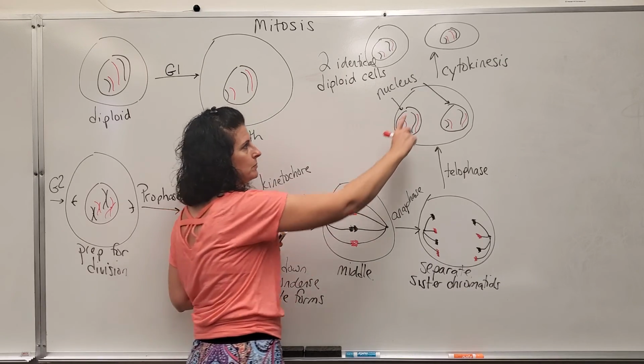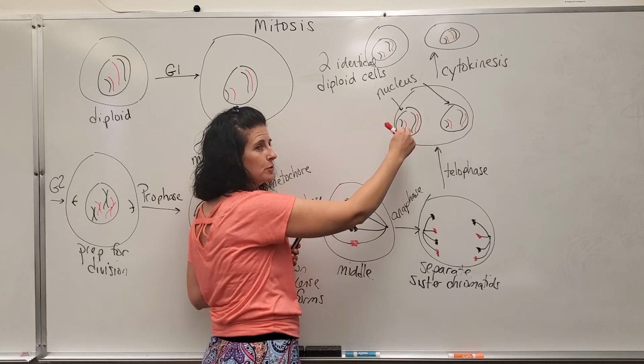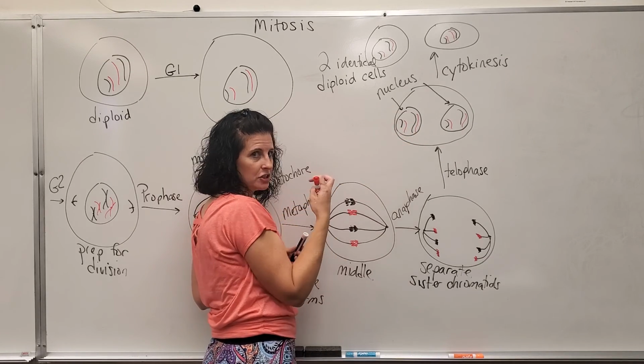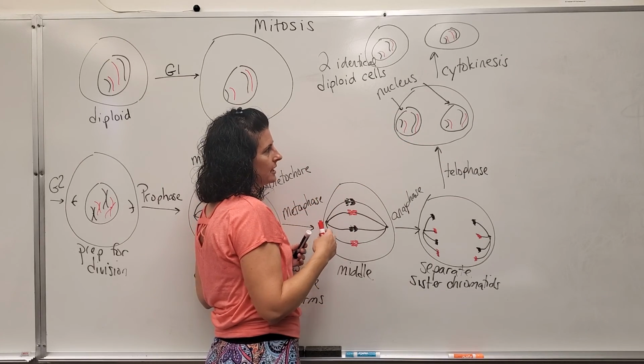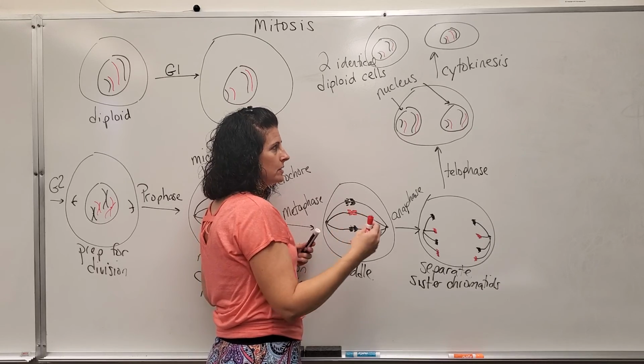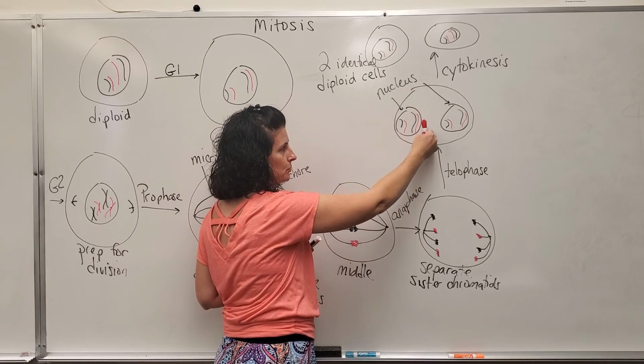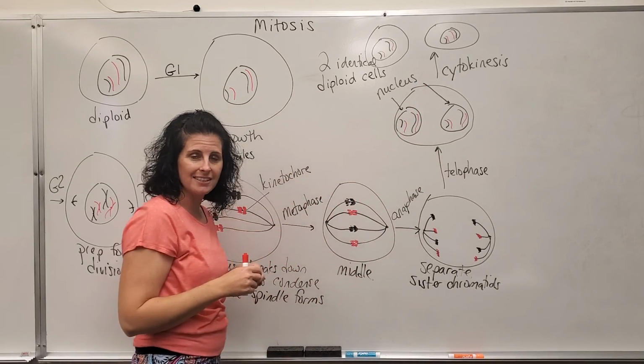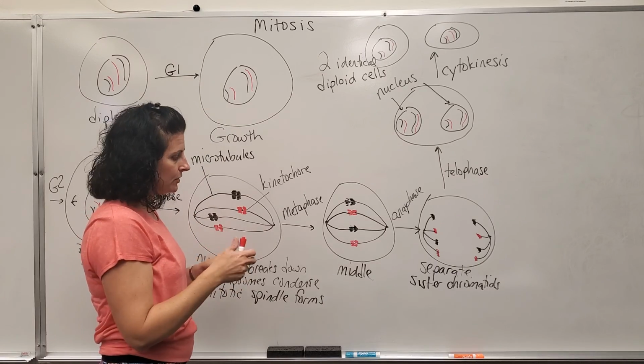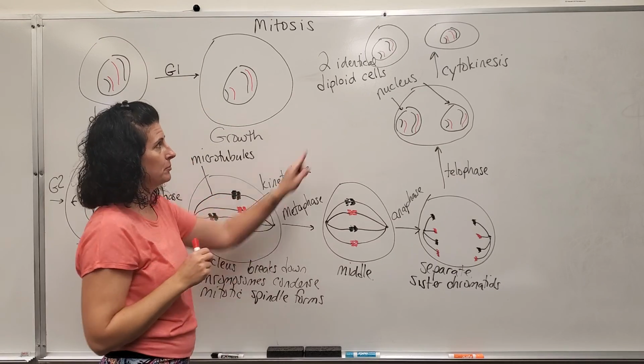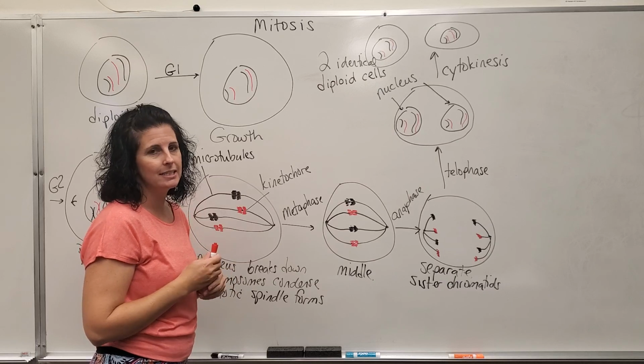So animals, we pinch them apart using microfilaments, our contraction part of our cytoskeleton. Cells with a cell wall physically build a new cell wall to separate the cytoplasm. In either situation, though, we end up with two identical diploid cells.